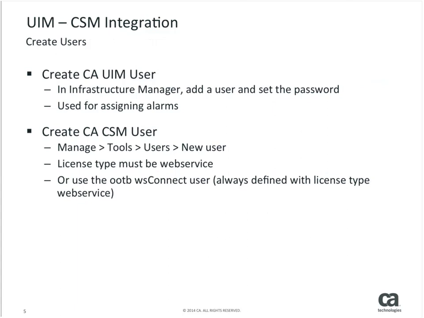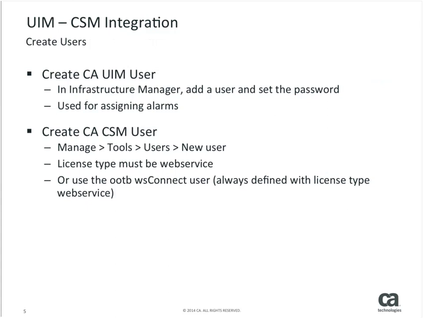The first step is to create a UIM user. That's done in Infrastructure Manager. We add a user and set the password, and it is used for assigning alarms. In UIM, when we assign an alarm to a user, it is the NSD gateway probe that picks it up and then calls a web service in CSM to create the ticket, update the ticket, or close the ticket, depending on the action performed on the alarm.